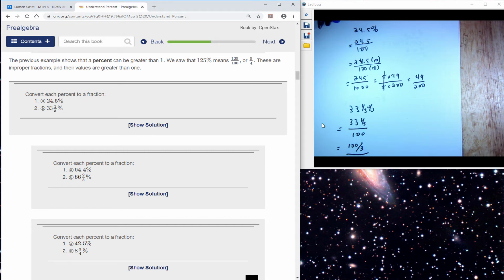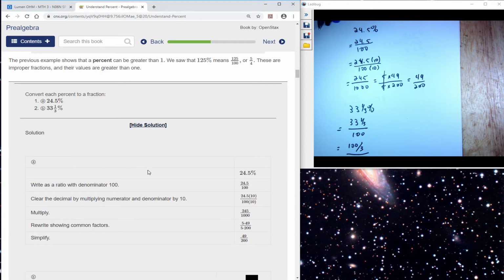This next one here, convert each percent to a fraction. So here I have 24.5%, and I put that over 100. Notice we have a decimal there in the tenths, so I multiply the numerator and denominator by 10 to clear the decimals. So now I have 245 over 1,000. I know that 5 will go into both of these, so 5's cancel out. And I'm left with 49 over 200 as a fraction.